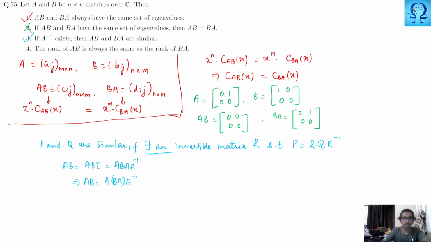From the example that we considered, for A and B, it is very trivial that AB has rank 0 and BA has rank 1. Therefore, the rank need not be equal. Option 4 is false.